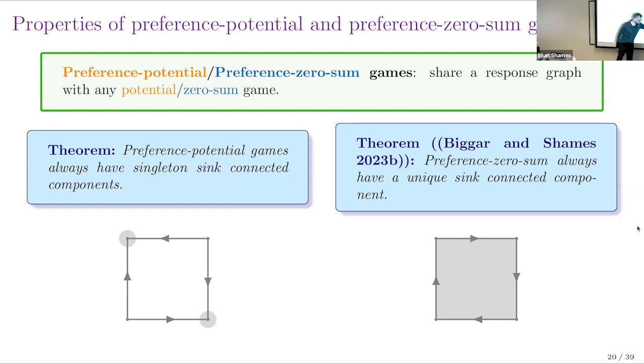So for this example, the whole graph is the sync-connected component. But for a bigger version of it, it might not be the whole graph. The key is that there will be only one unique one. For preference potential games, it might be non-unique, but each of them will be a singleton.